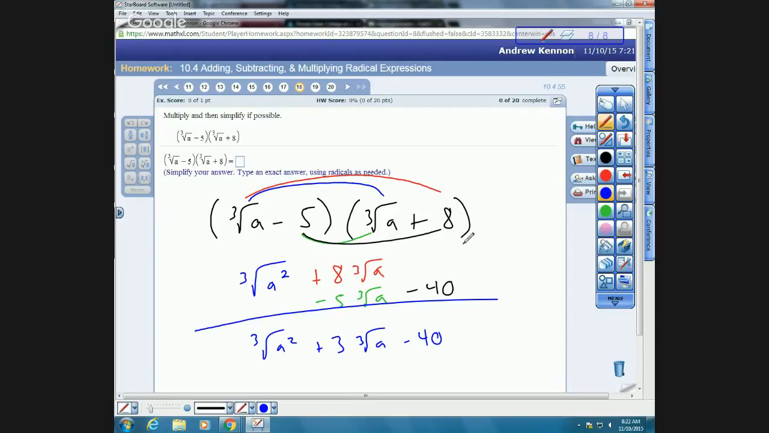So cube roots, when you're multiplying them, they don't work any different. Make sure when you're multiplying them, though, you don't do like 3 times 3 and make that the 9th root. Okay, so you're just doing a times a would be a squared.